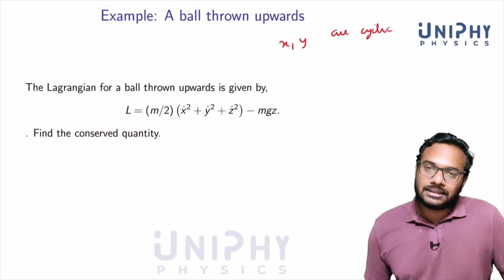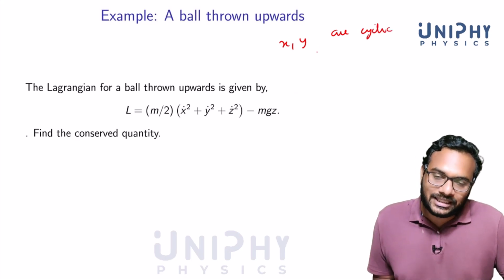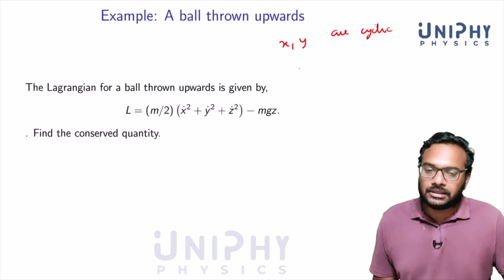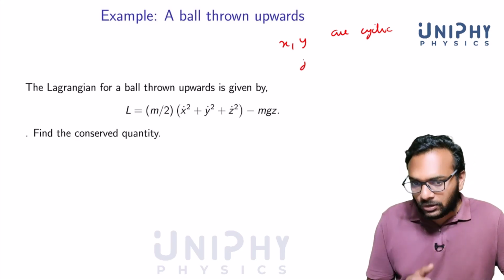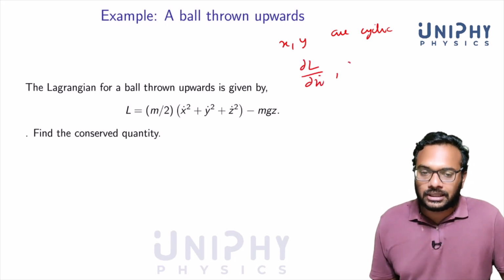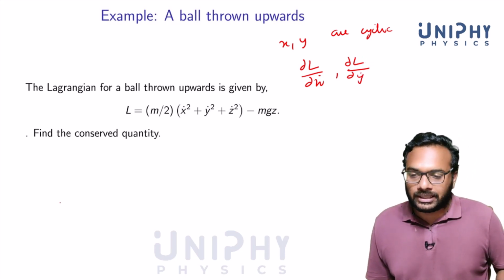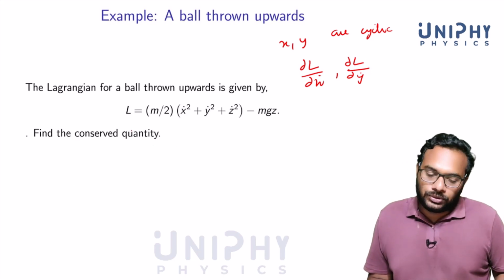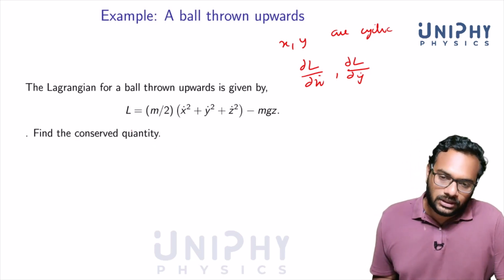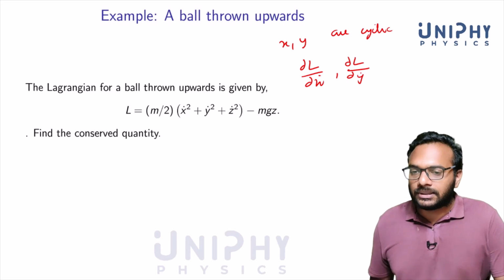So for this problem we can actually identify this just by looking at the Lagrangian, because x and y are cyclic. So we know that ∂L/∂ẋ and ∂L/∂ẏ are conserved momenta, conserved quantities. But let's do it using Noether's theorem just to be familiar with this method.